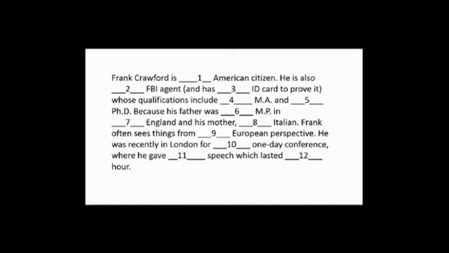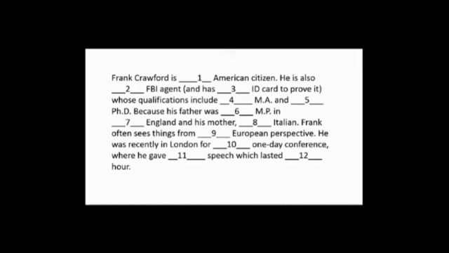Frank Crawford is an American citizen. American, so it's starting with a vowel sound. So remember the rule, A E I O U. Watch the first video on articles, wherein I mentioned the tip. A E I O U: if the sound is a vowel sound, if the word starts with any of these sounds, before that we use an. Let it be an acronym, let it be a word, anything.